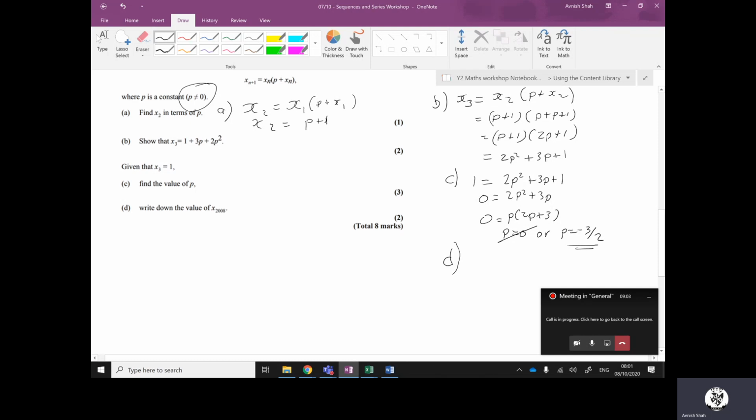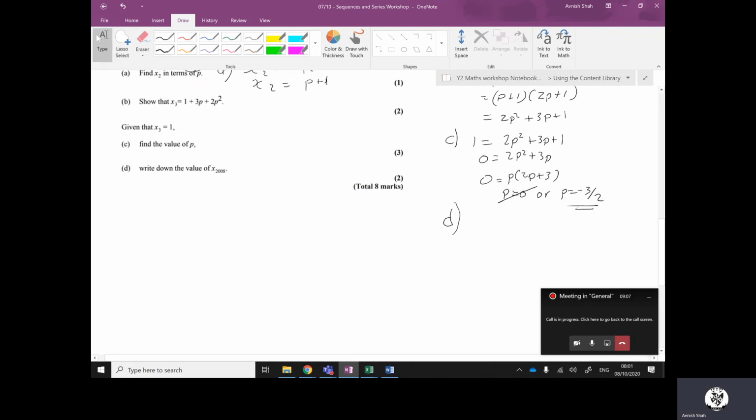Now in a recurrence relationship, these are generally not geometric or arithmetic, so we can't use the Un equations or the Sn equations. But what happens often is that there's a pattern. So let's see if there's a pattern this time. Well, we knew x1 was 1. We didn't know what x2 was, but we knew x2 was 1 plus p. And p we've just worked out as minus 3 over 2. So x2 must be minus a half.